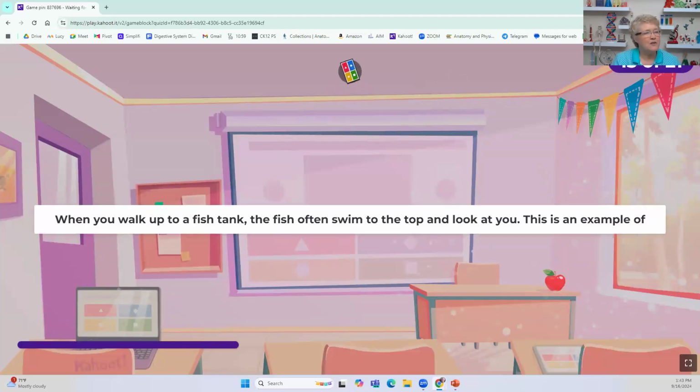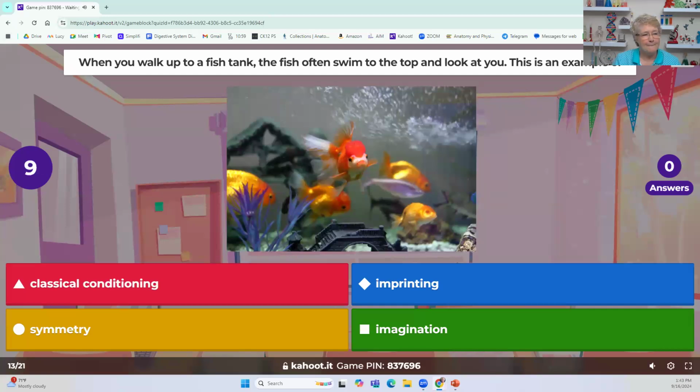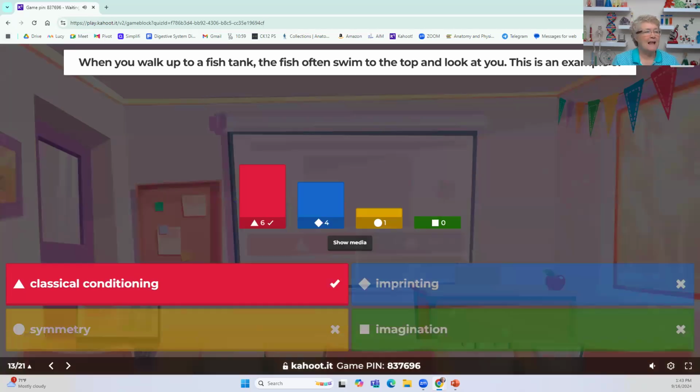When you walk up to a fish tank, the fish often swim to the top and look at you. This is called classical conditioning. The fish have become conditioned to expect you to give them food. When you walk up, they think food's coming. They've been conditioned. So that is conditioning.